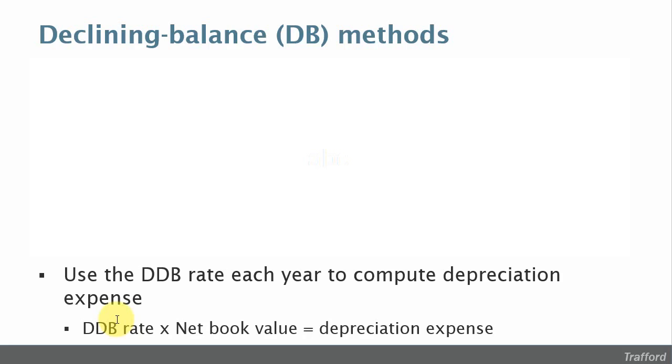That's where the name double declining balance comes from. So you compute your double declining balance rate, and each year you use that same rate by multiplying it by the book value of the asset, and that gives you your depreciation expense. Because book value is cost minus accumulated depreciation, this method basically ignores residual value in its annual computation. However, you still need to stop taking depreciation expense when your book value is equal to your residual value.